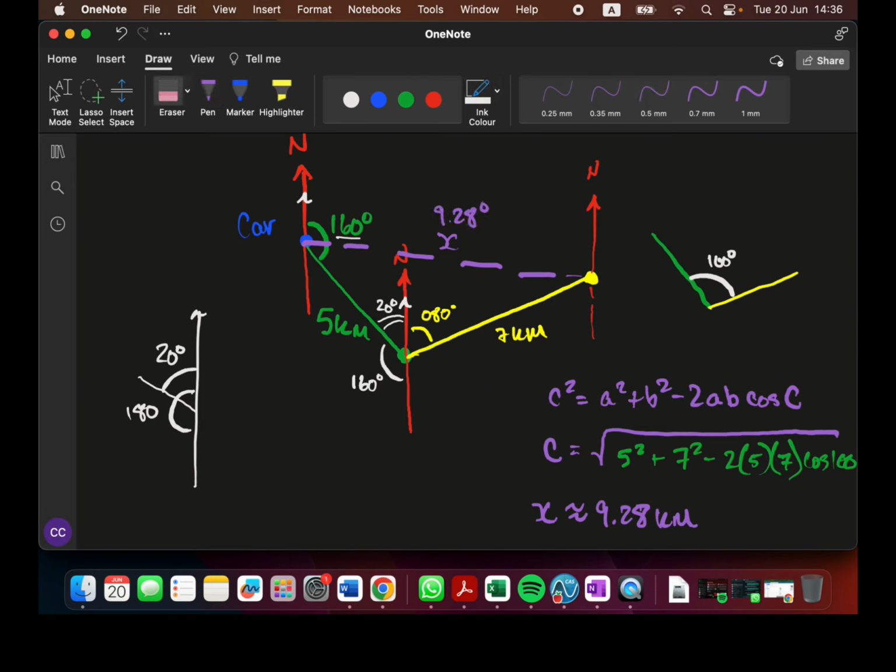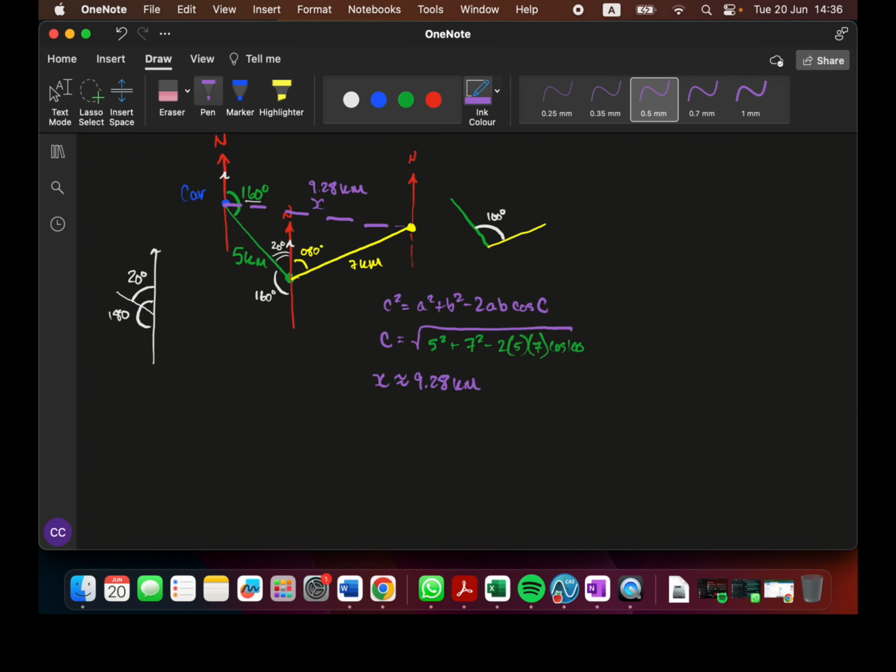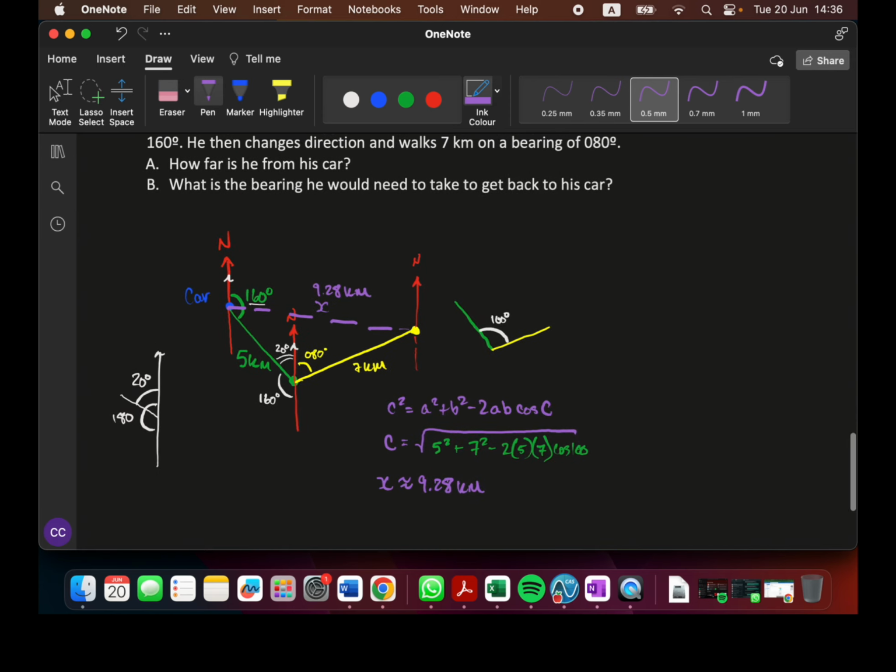Oh, not degrees, kilometers. I can get that right. So that's part one of this question. It's always going to be part of the process that we're going to have to find one of the angles in the triangle and use that to find the other side.